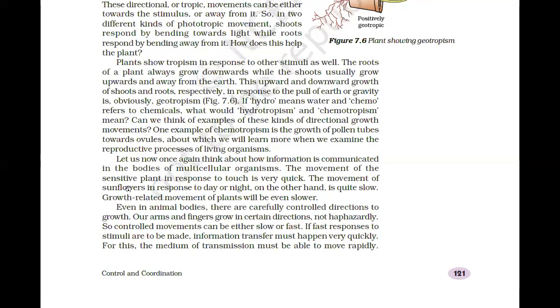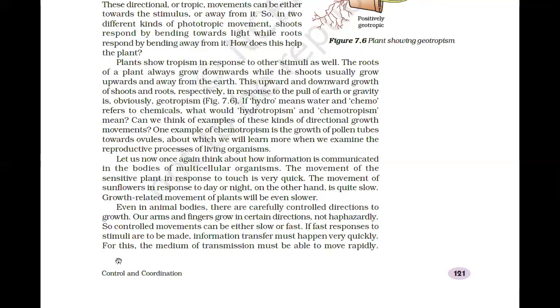The movement of the sensitive plant in response to touch is very quick. The movement of sunflowers in response to day or night, on the other hand, is quite slow. Growth-related movement of plants will be even slower. Even in animal bodies, there are carefully controlled directions to growth. Our arms and fingers grow in certain directions, not haphazardly. So, controlled movements can be either slow or fast.